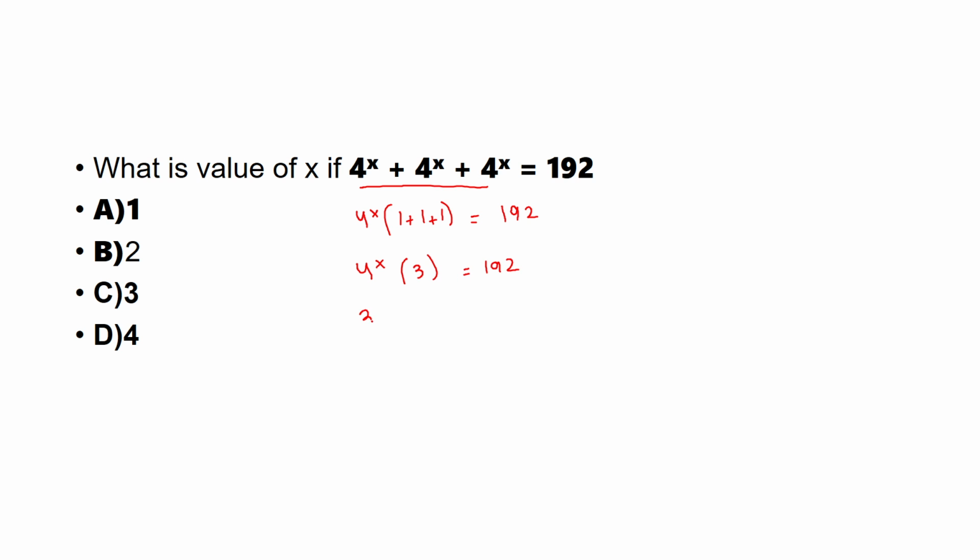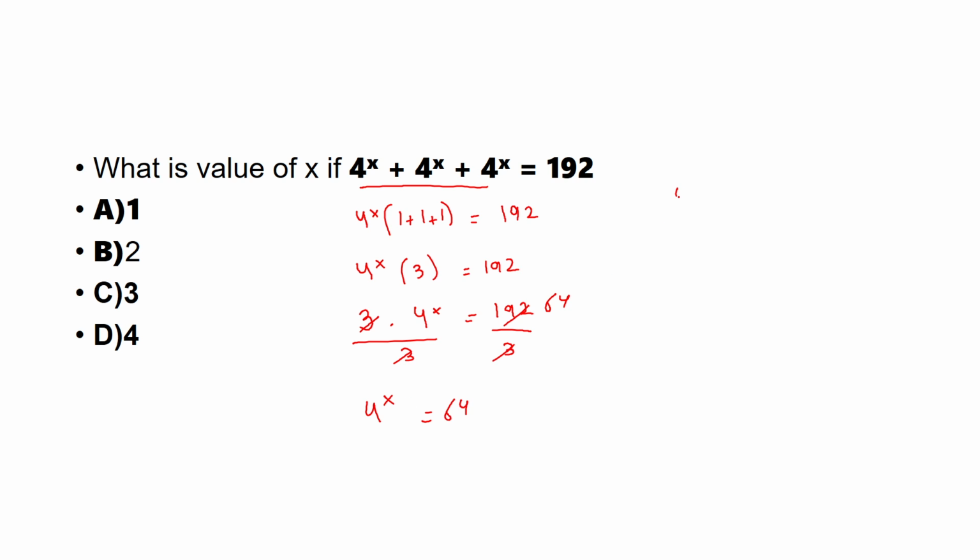Or I can say that 3 multiplied by 4 power x is equal to 192. Now I am going to divide both sides by 3. Let us divide both sides by 3, and 192 divided by 3 comes out to be 64. So we have 4 power x equal to 64.